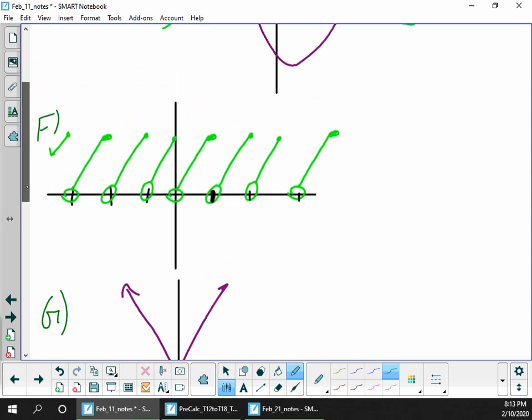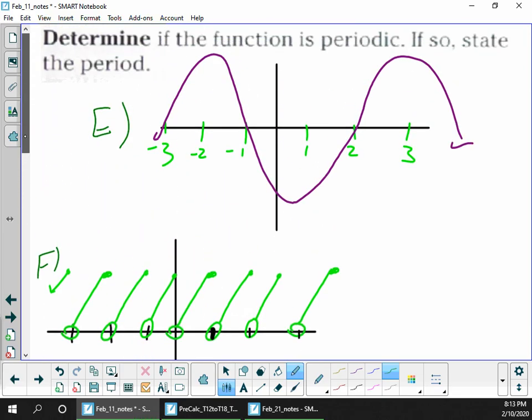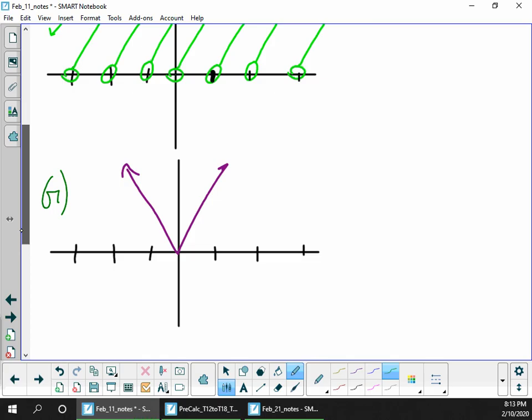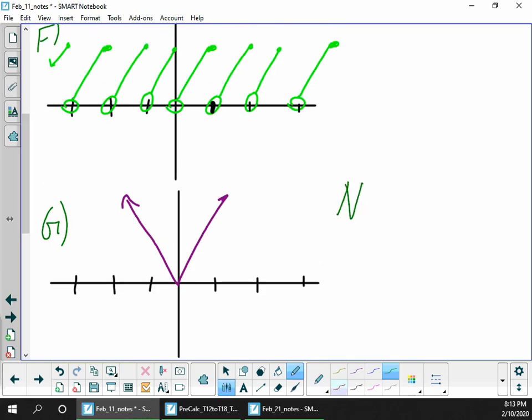G, F, E. Okay, I'm going to start with G. To me, G is easy. Is it periodic? The answer is no.